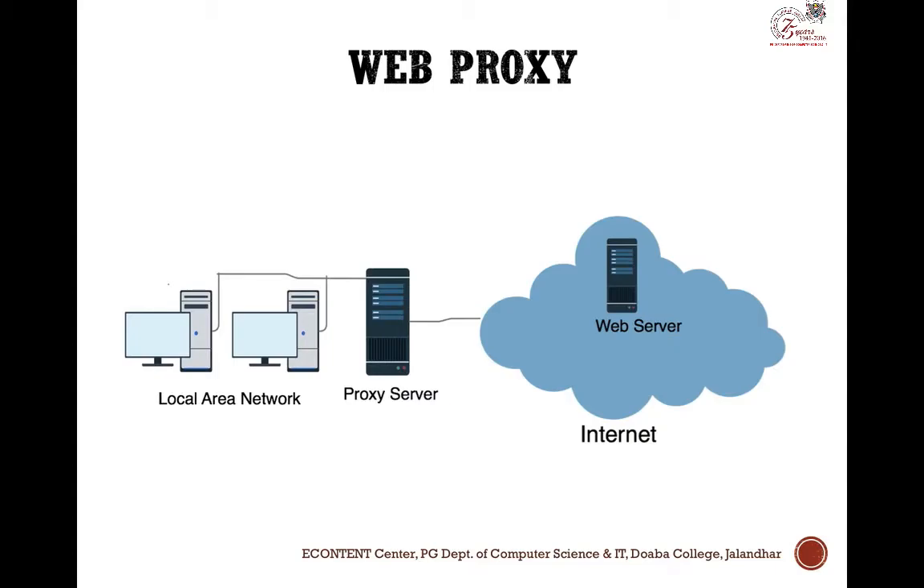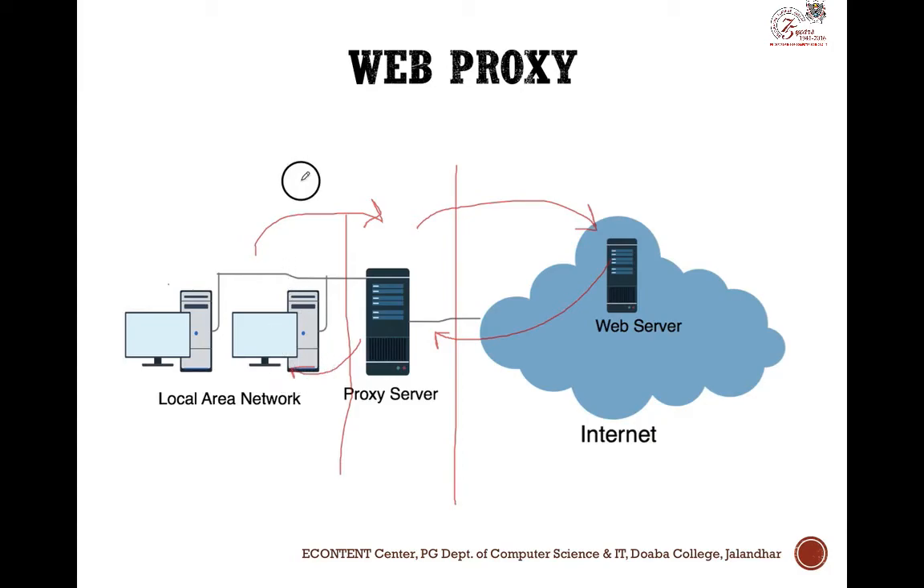In web proxy, the proxy server basically behaves like a web server. It intercepts the request from the client, and on behalf of the client it goes to the web server on the internet, and it saves the response in its local memory, and then the response is forwarded to the machine that originally sent the request. So let's mark these steps as 1, 2, 3, and 4.